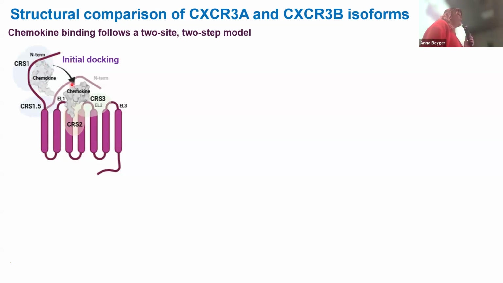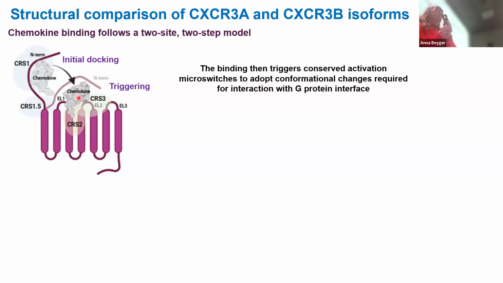Then this N-terminus wraps itself around the chemokine core, inserting it into the transmembrane helices and upper extracellular loops, thereby stabilizing it in there. This is called triggering, and the reason it's called that is because this then triggers certain molecular microswitches that make the receptor adopt a conformational change, leading to the opening of TM5 and TM6, and therefore allowing for G proteins to combine.